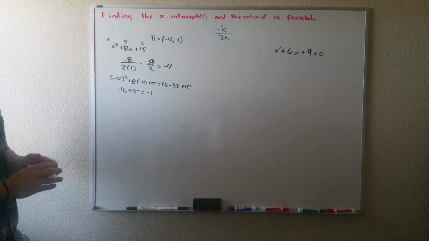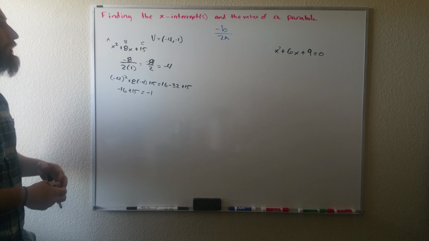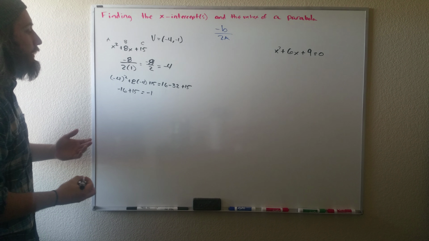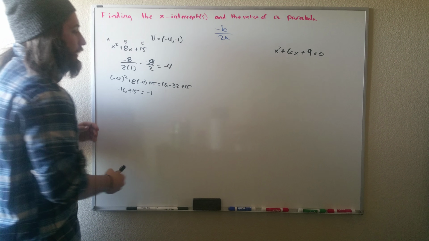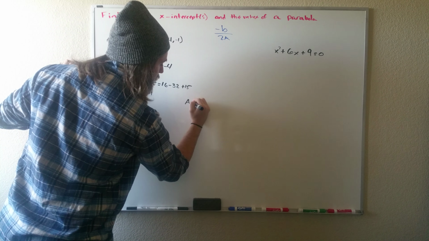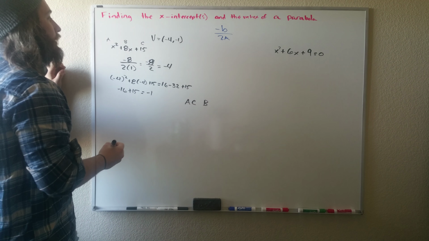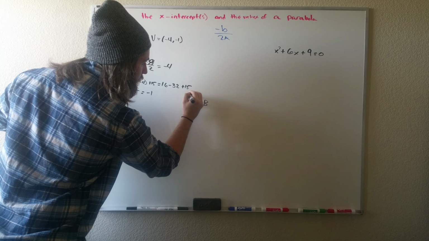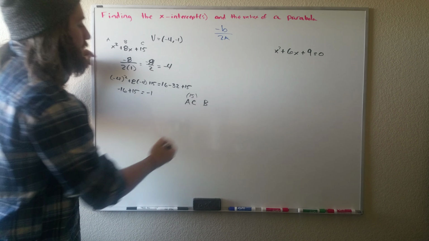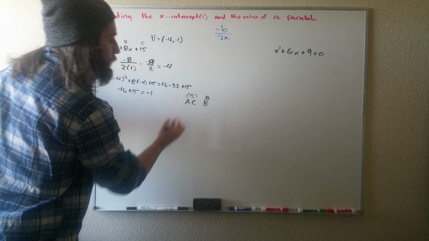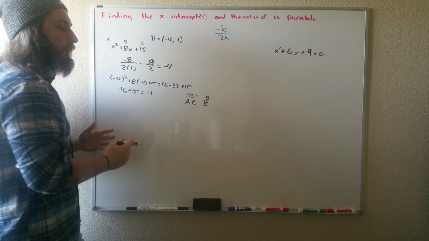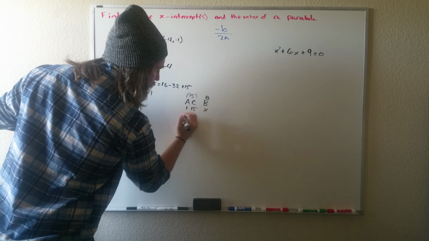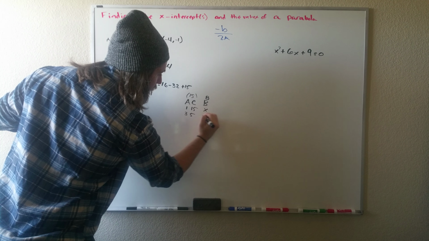Alright, since this y component isn't equal to 0, we're going to have to go in and find the x-intercepts. And how we do that is we're just going to use the ACB method. So for the ACB method, we want to multiply a times c. So 1 times 15, we get 15. And for our b, it's 8. What we want to do is go through the factors of 15 and find two numbers that add up to 8. So we know 1 and 15 doesn't work.